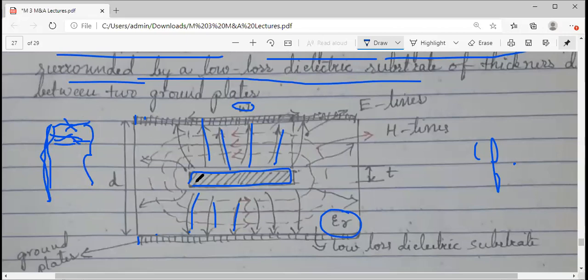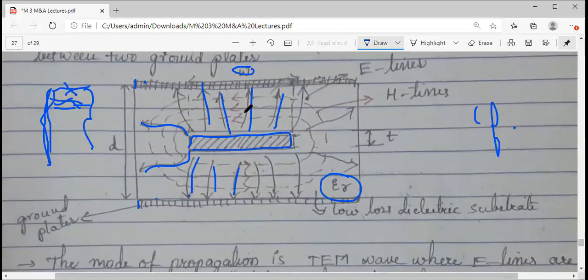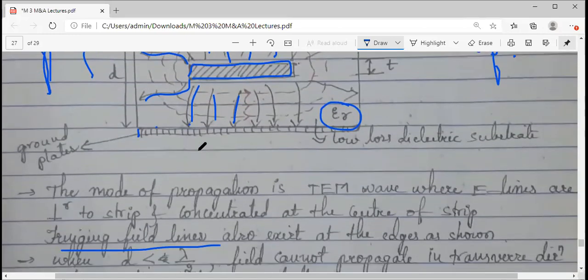Okay, that is the literal meaning. Coming to the technical meaning, the fringe is nothing but the edge of the field lines that exist. What I was telling is, the black color lines which I have indicated, the electric field lines, are perpendicular to this strip.